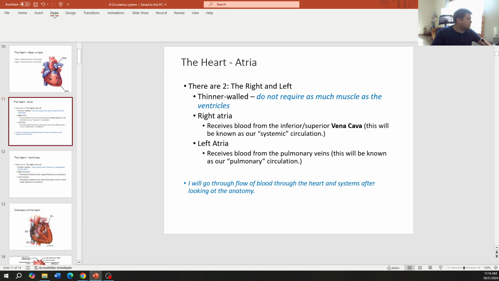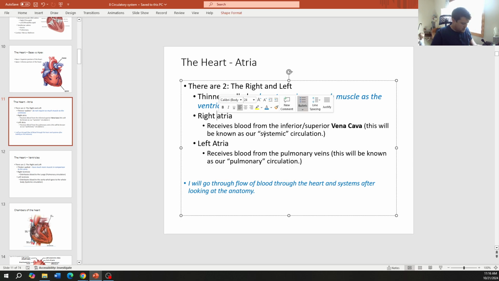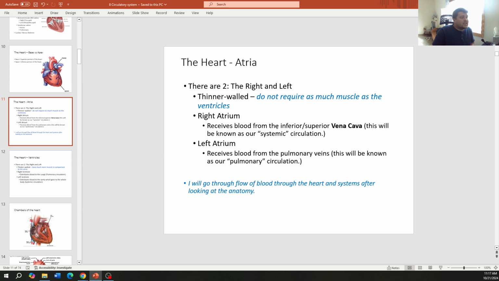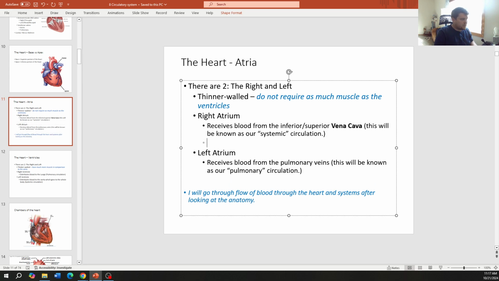The left atrium receives the blood from the pulmonary veins. So let's make that connection. The right atrium. Atria is the plural, atrium is the singular. So the right atria getting blood from the systemic circulation, the left atrium is getting it from the pulmonary veins, and this is our pulmonary circulation. We can take this a step further if we want to think about test questions. So the right atrium receives deoxygenated blood.